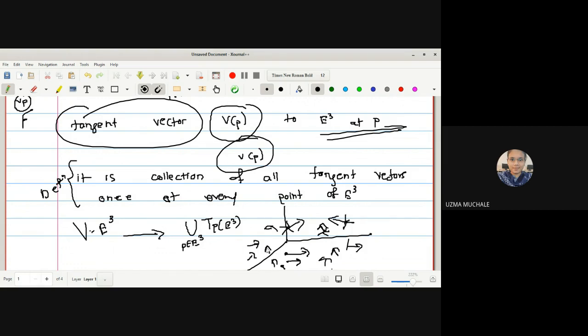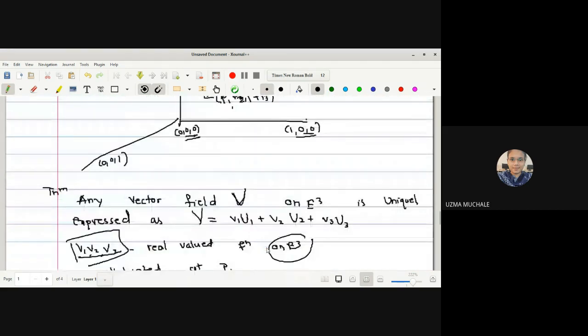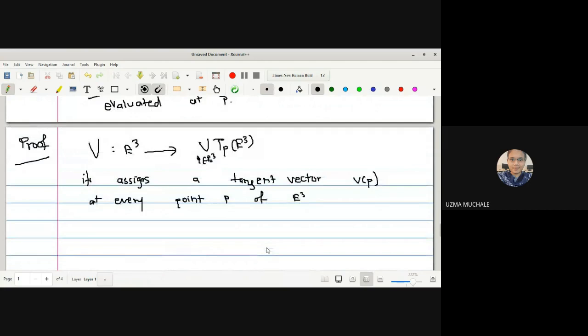So if I go to each point P of E3 space, I will get one tangent vector. So suppose I go to a point P, then I will get one tangent vector VP, V of P, and this V of P I can write as V1 of P, V2 of P, V3 of P. Is it correct?